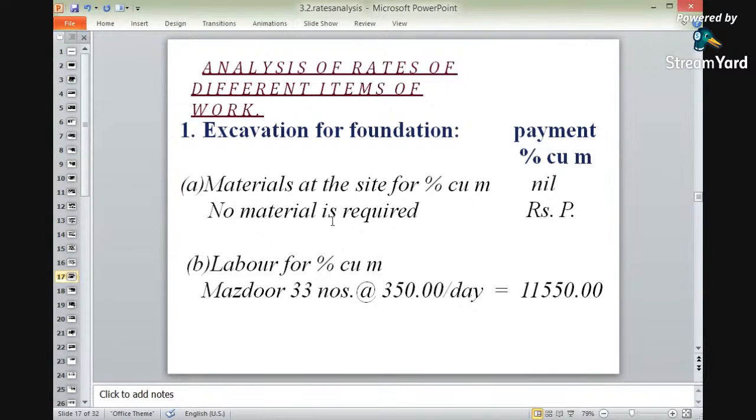Here we are excavating, we are not laying down concrete in foundations. Therefore material required is not available. How many labors are required for excavation purpose? 33 numbers of labors are required. After calculations, per cubic meter it comes to be 33 numbers. What is the rate for this? Already in previous slides we have seen the rates. The rate in this case is 350 per day. So the simple multiplication gives 11550, which is nothing but the amount.